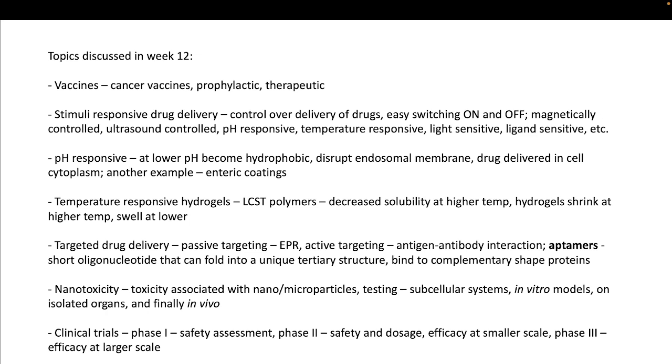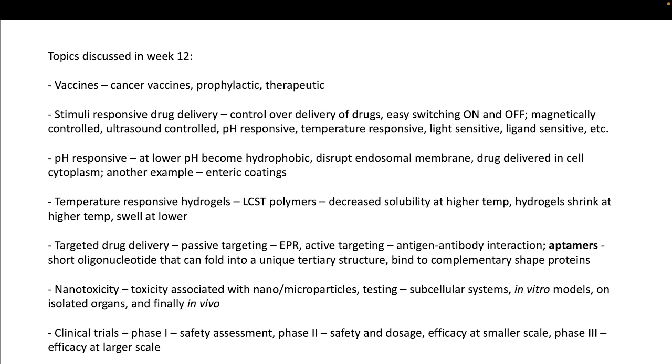Or it can be ligand sensitive. For example, let's say you are designing something for diabetes, and let's say it's an insulin drug. You want the drug to be released only after the patient has had food. So let's say you make the system sensitive to glucose. Whenever there is a high amount of glucose in the blood, which happens when you take food, that's when the system will release the drug. So these are some of the examples of stimuli responsive drug delivery.